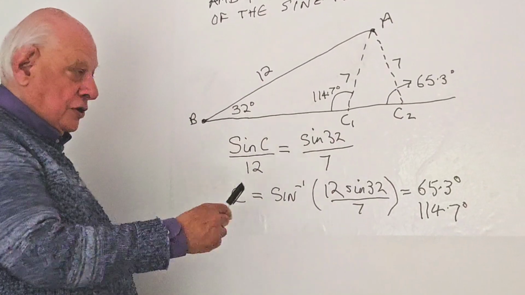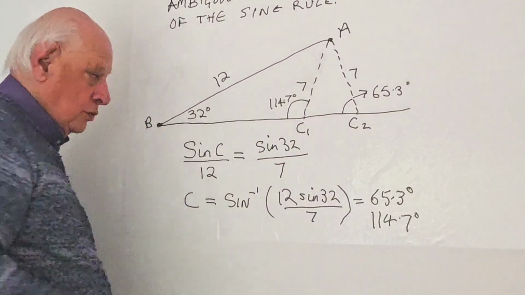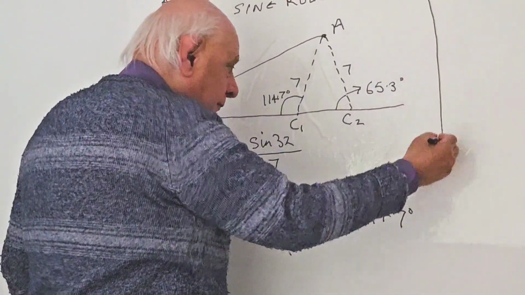Our next step then, or the final step, is to work out what the length of the third side is. And there's two possibilities, B to C1 or B to C2. Okay? And that shouldn't be too difficult.